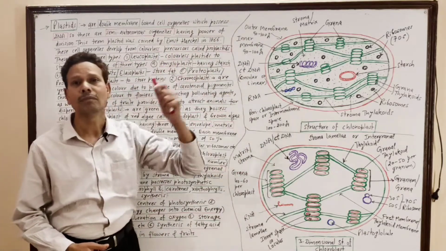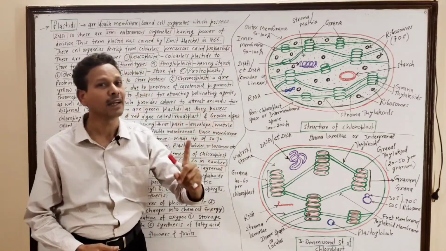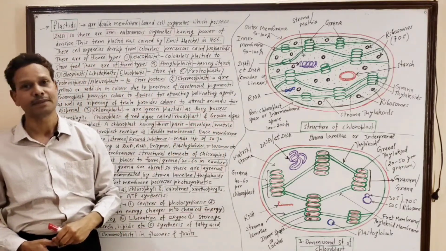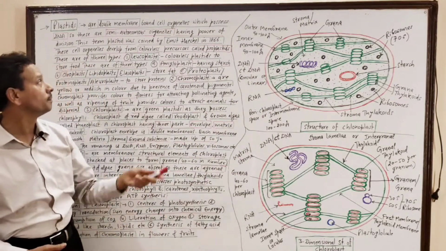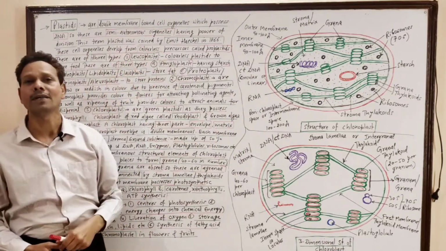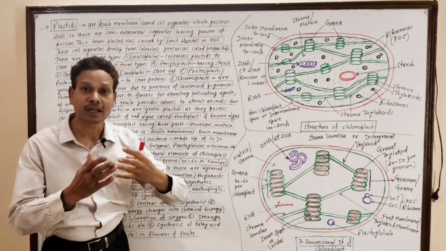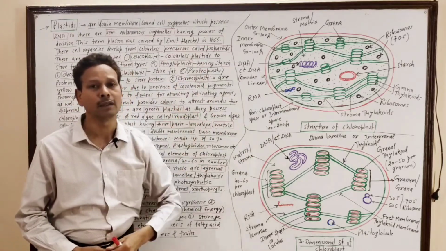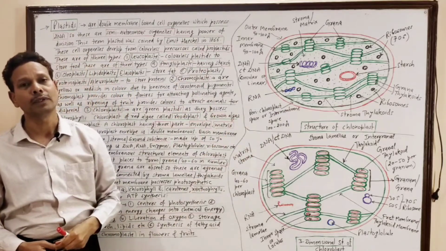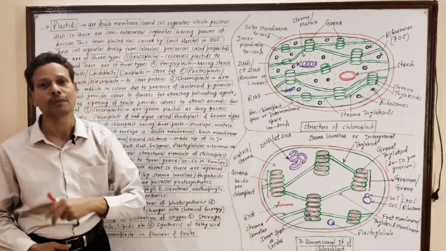This term plastid was given by Ernst Haeckel in 1866. These plastids are of three types. Leucoplast. Note down, leucoplast. These are colorless plastids, and these leucoplasts are involved in storage of food. These leucoplasts are further classified in three groups.